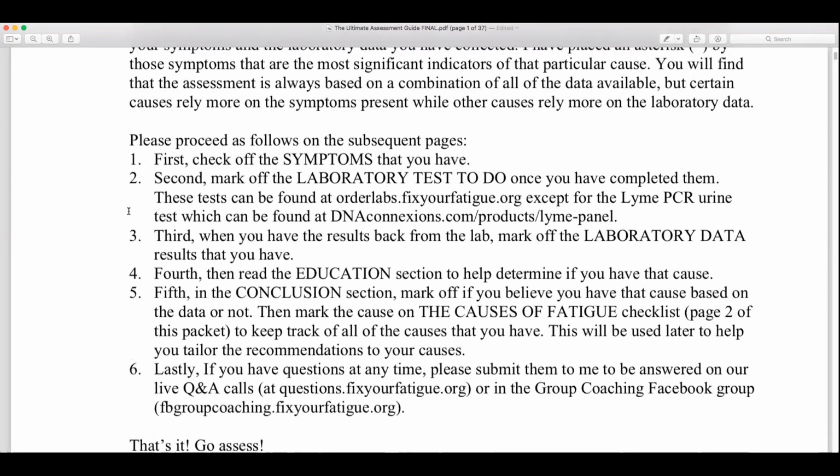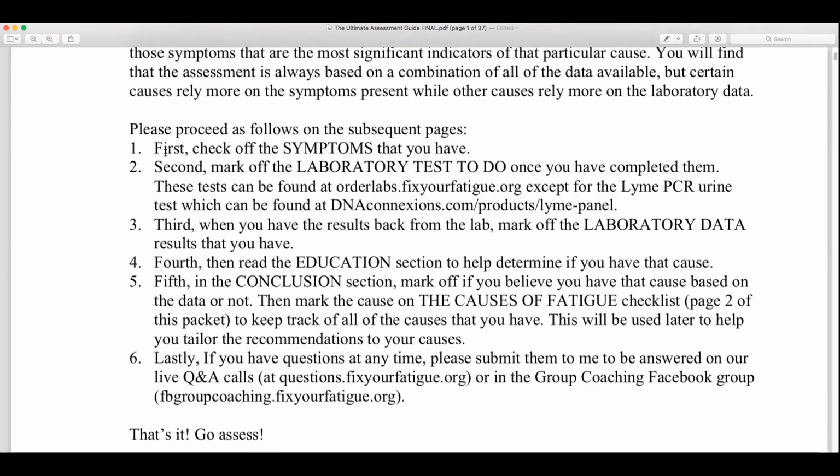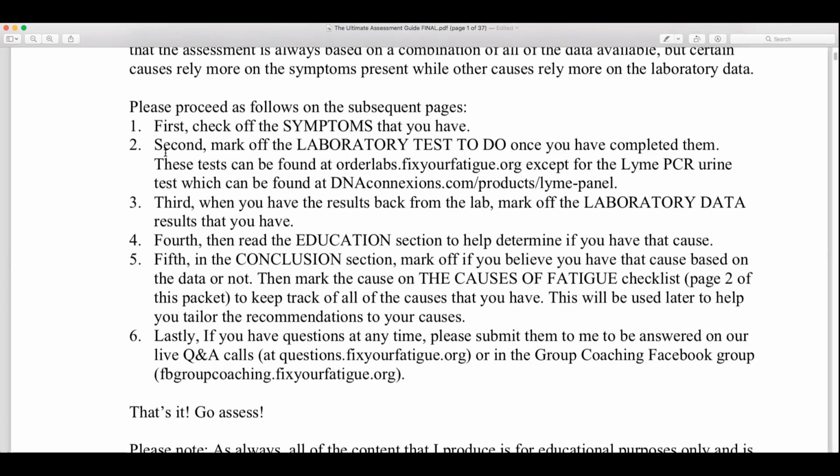So here's the how-to. The first thing we're going to do is check off all of the symptoms that we have. Then we're going to mark off the laboratory tests that we have done, and it tells you exactly which laboratory tests to do. I've got the website here of where to go to order the lab tests, and that's where you'll find all of them except for the Lyme PCR panel, the DNA Connections test, and I've got the link there. You can go order that.